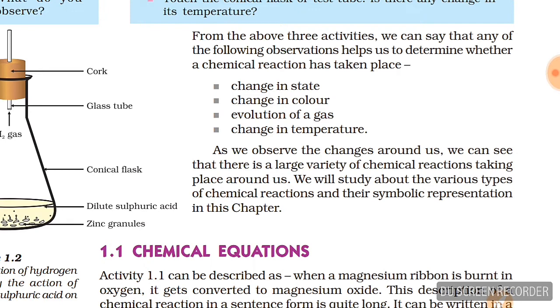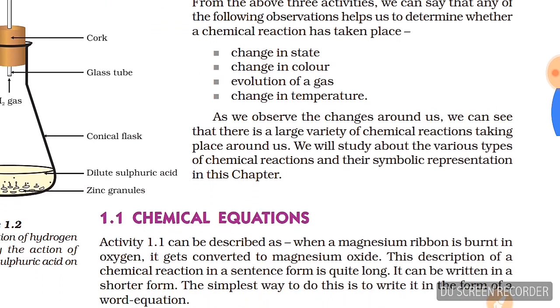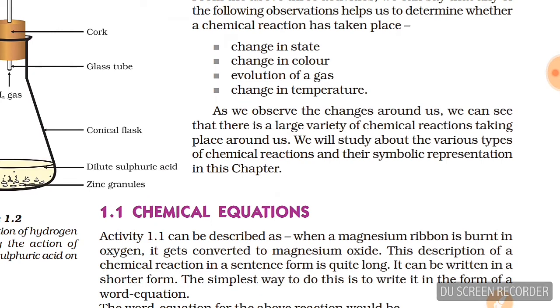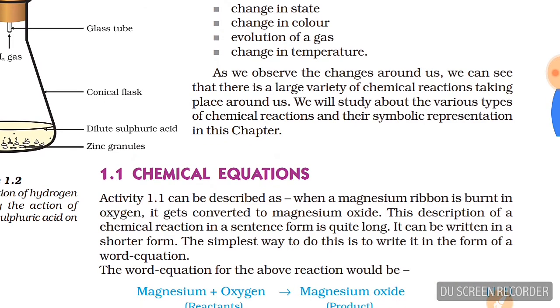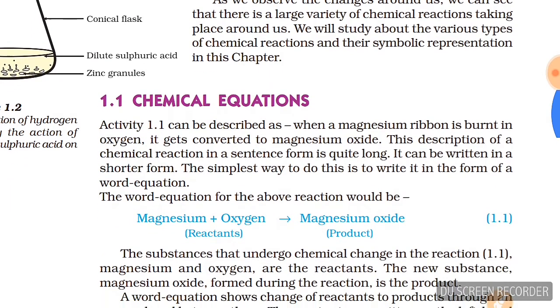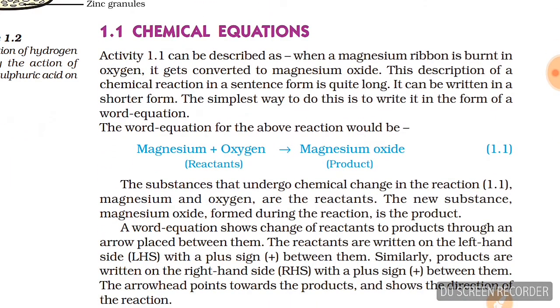Firstly the change in state, secondly the change in color, then what? Evolution of gas can also happen, and change in temperature. So these 4 are the key points which tell us when the chemical reaction is taking place or not. So what are those things? Change in state, change in color, evolution of gas, change in temperature. So next we move towards chemical equation.